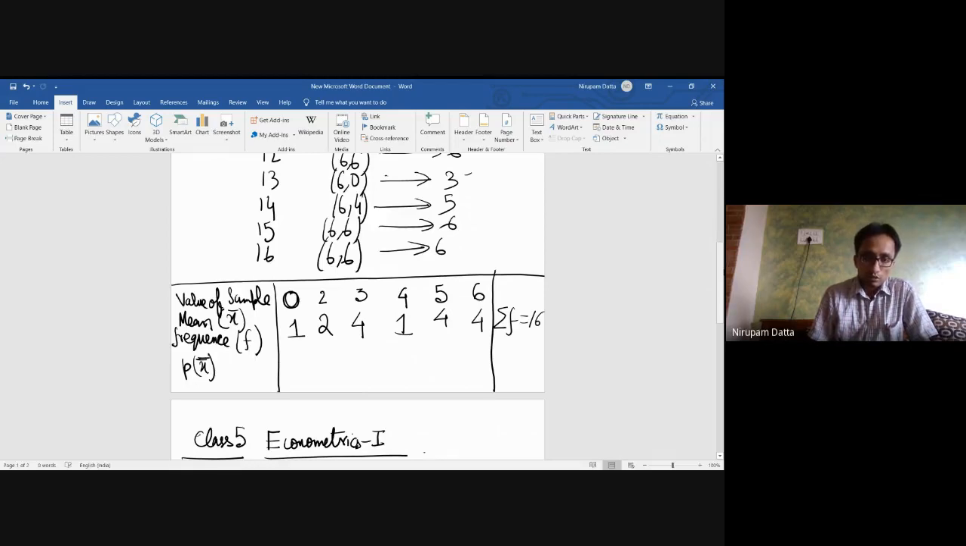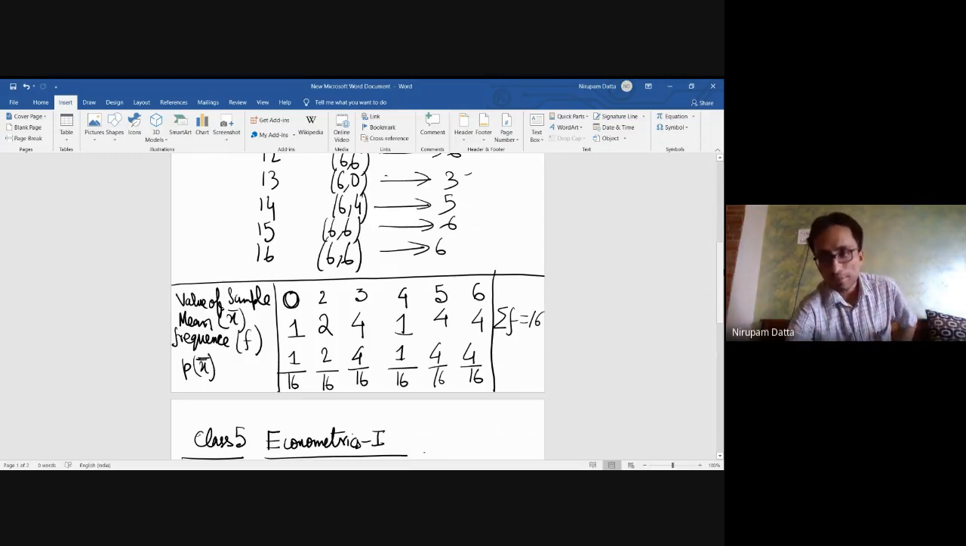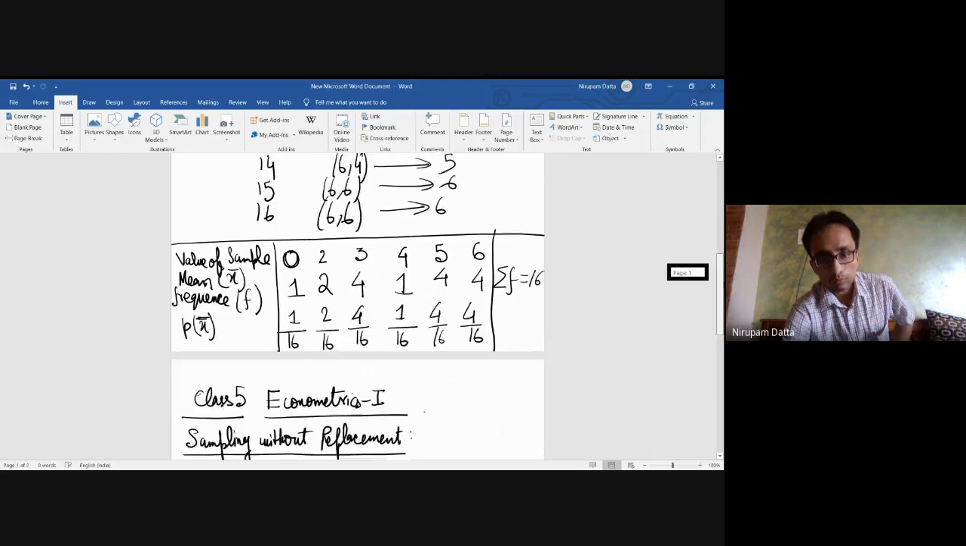So the probability of 0 appearing as a sample mean is 1 by 16, that is 1 by summation F. Similarly 2 by 16, 3, 4 by 16, 4, 1 by 16, 5 will be 4 by 16 and 6 will be 4 by 16. So these are the probabilities of the values of this sample mean, which is nothing but the relative frequencies of the sample means.